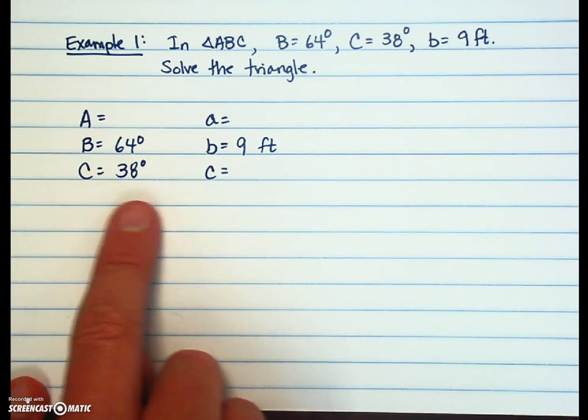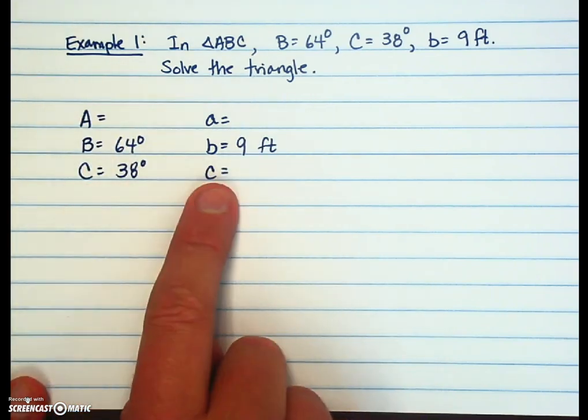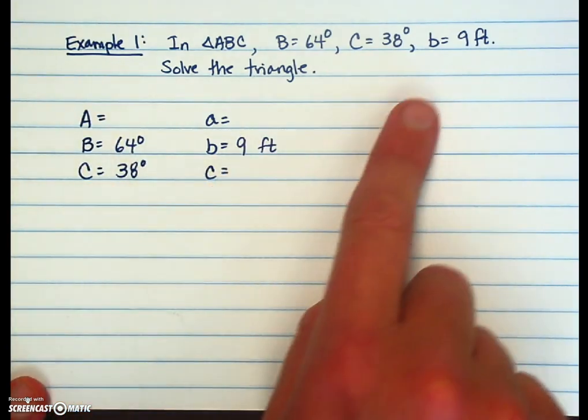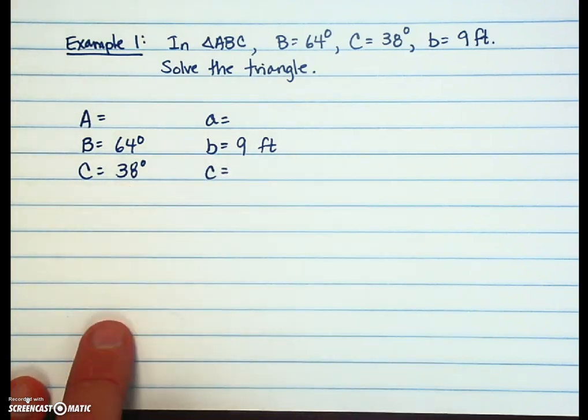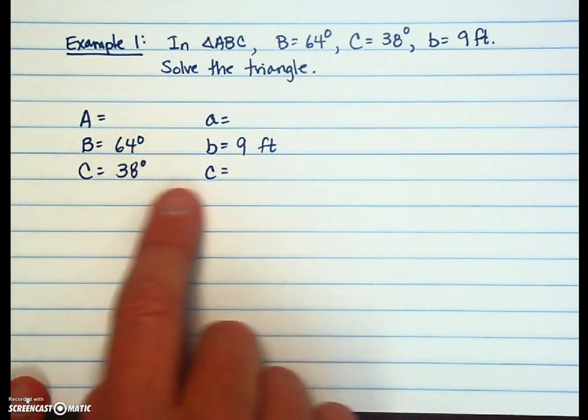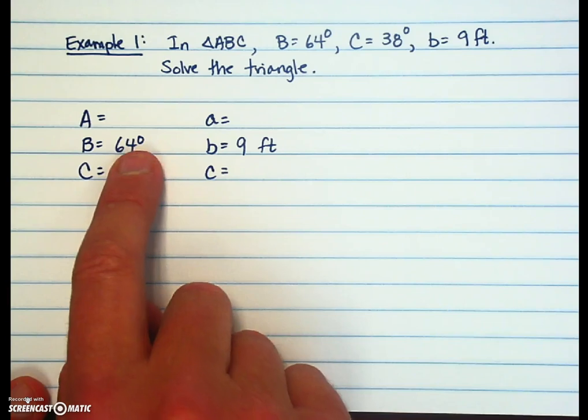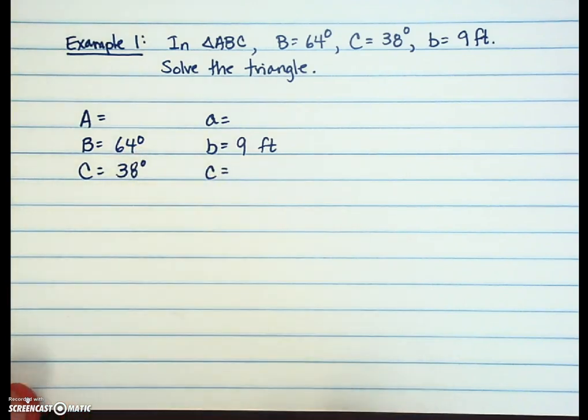When we solve the triangle, we have to find all the angles and all the sides. Now, here's the nice thing. You're always going to be given three pieces of information. So I'm already halfway done. Capital B is 64, capital C is 38, lowercase b is 9. I just need to find the rest of the information.